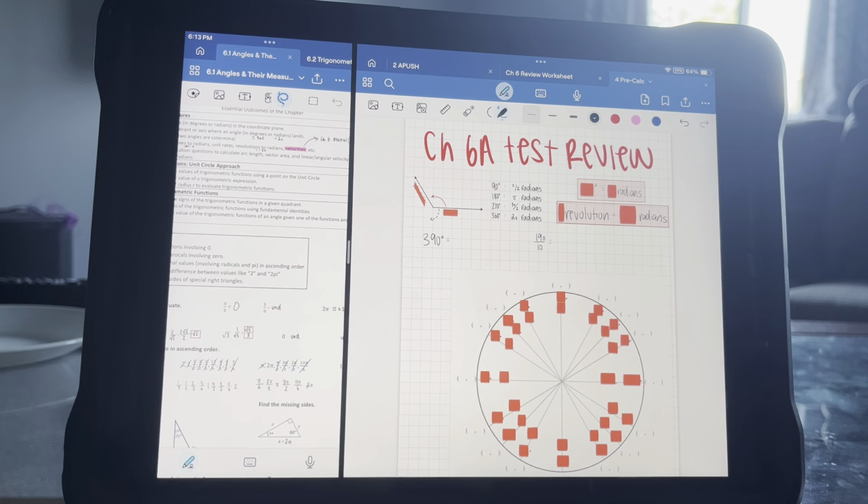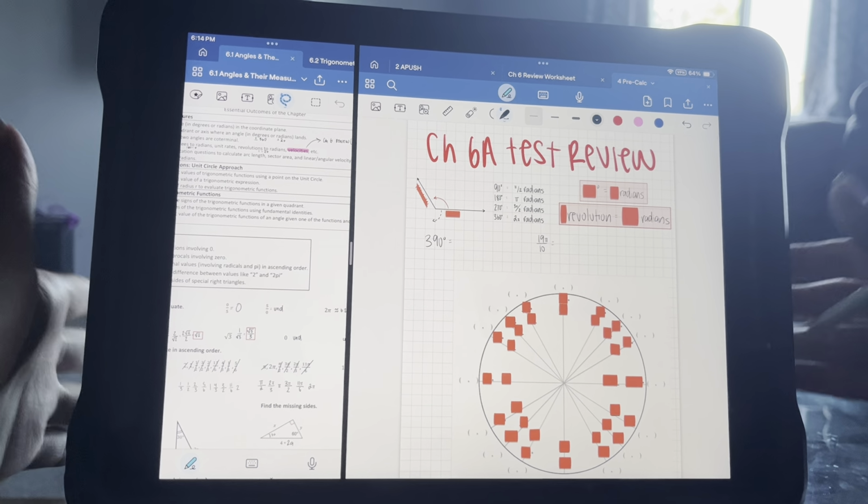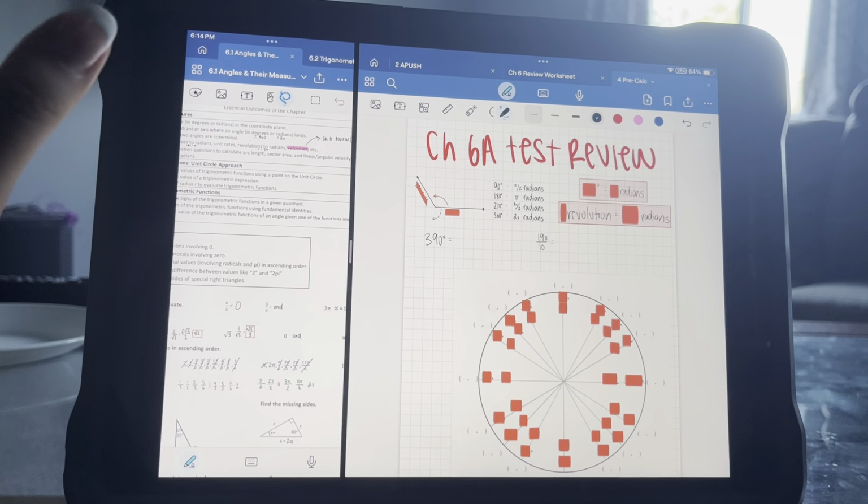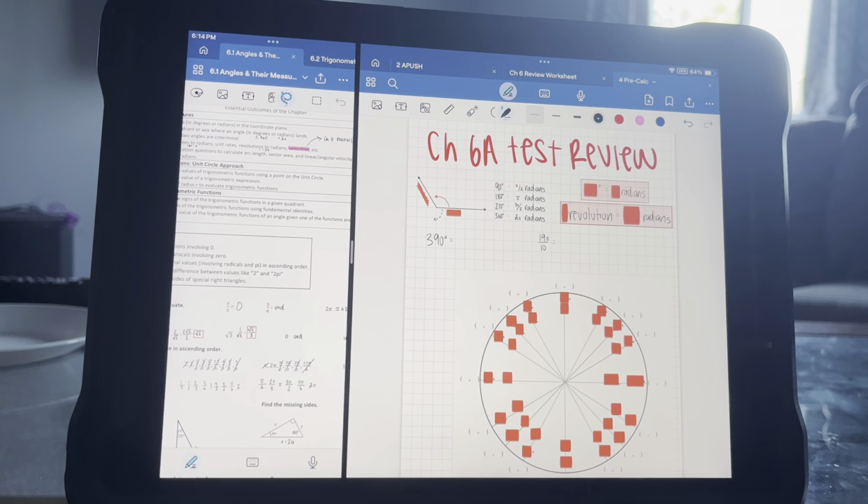This is going to be kind of long, I think. But, I mean, we all wanted to get on the test.